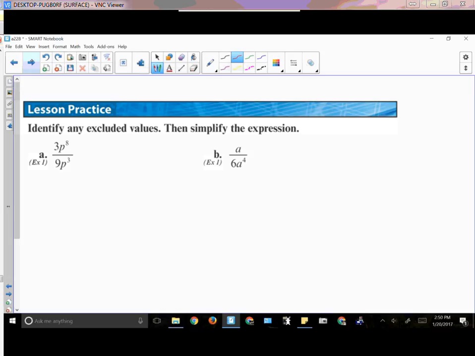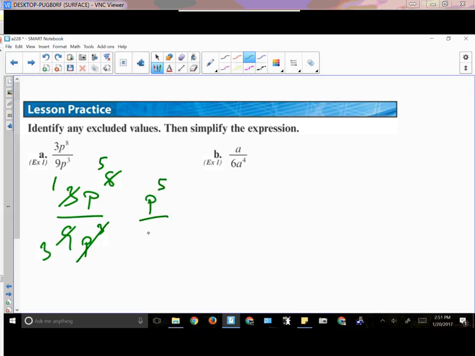Here we go. Now, if I look at this, I've got 3p^8 over 9p cubed. So 3 of these canceled out with 3 of these up here, so that leaves you with 5. This goes to 1, that goes to 3. How many 3's are in 3? 1. How many 3's are in 9? 3. So that means the answer for this one is going to be p to the 5th over 3.